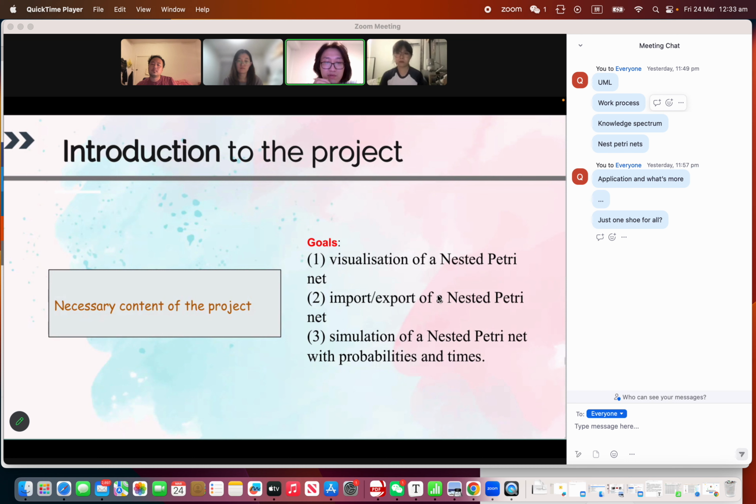This means developing methods for importing nested Petri nets from other tools or formats.